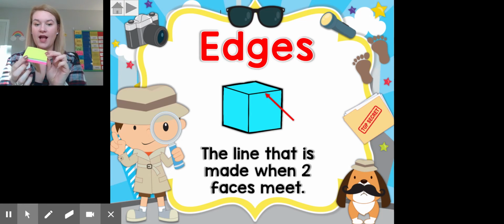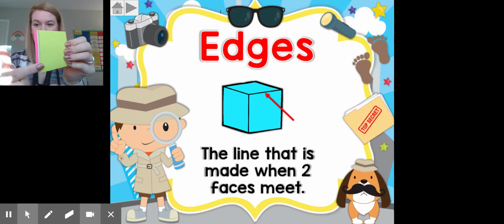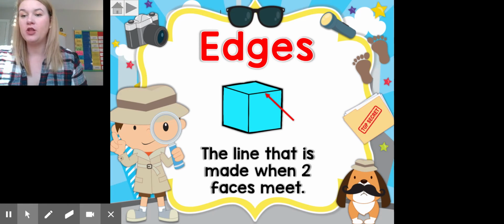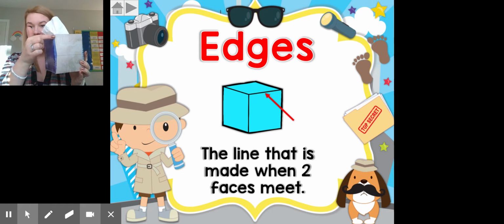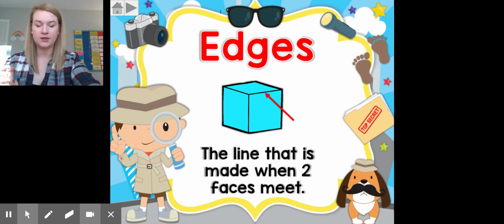The edges are the lines that are made when two faces meet. Two faces have to meet. Remember, we talked about this. On a cylinder, these two faces do not touch, so they do not meet. So there's no edges on a cylinder. Like with this Post-it cube, this face and this face meet, so this right here would be an edge. If we look at a tissue box, this is a flat surface, this is a flat surface, and this edge right here is the line that is made when two faces meet.